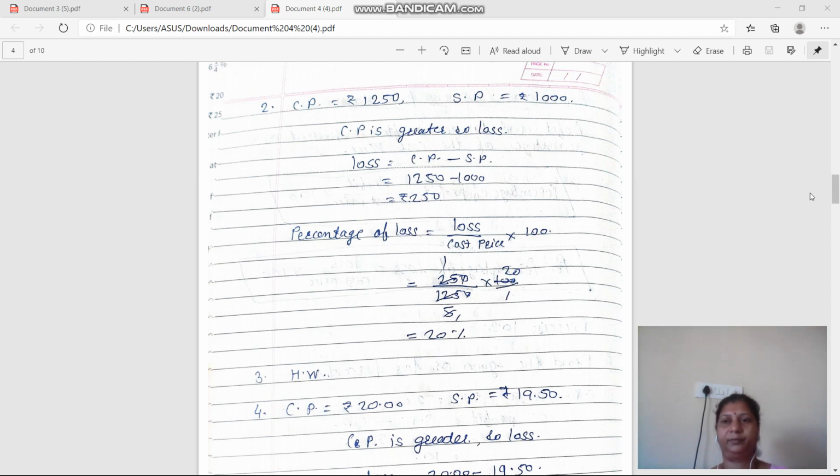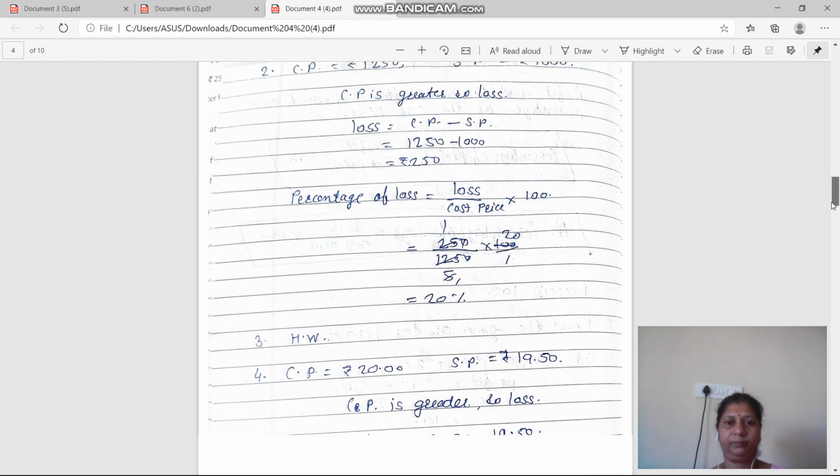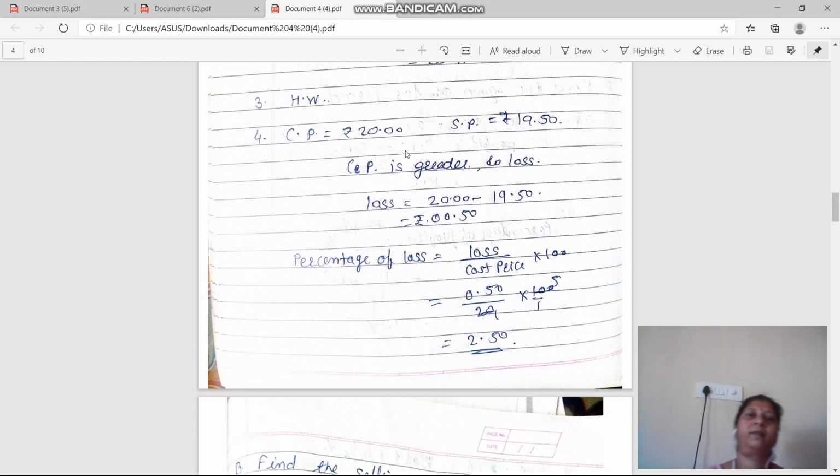Next thing, cost price is 20 rupees, selling price is 19.50. So cost price is greater, so it is loss. So loss is equal to 20 minus 19.50, we get 50 paise. Okay, so percentage loss is equal to loss upon cost price multiplied by 100. That means 0.50 upon 20 multiplied by 100. Okay, we get 2.50% loss. Get it? Next.